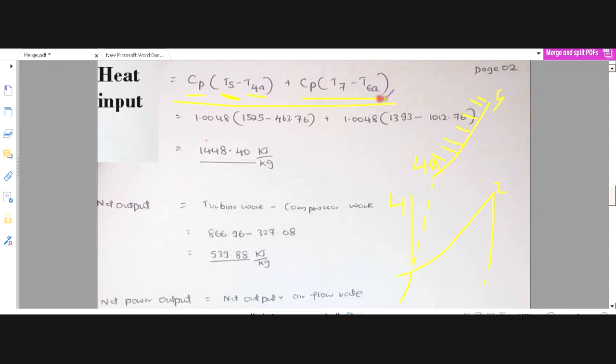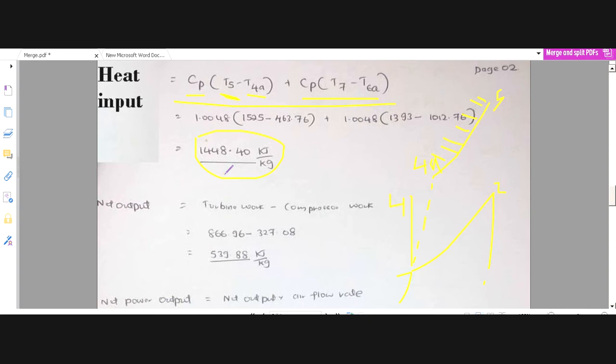For the second case, I told you after the end of the first turbine process again we add heat, right? So there again also Cp times T7. Now T7 is the final temperature where we are going to charge the second turbine. T6 is the point where we start to add heat. So the heat input would be Cp times T7 minus T6a. 6a means the actual. So this is the heat addition, because basically there are two heat addition processes.